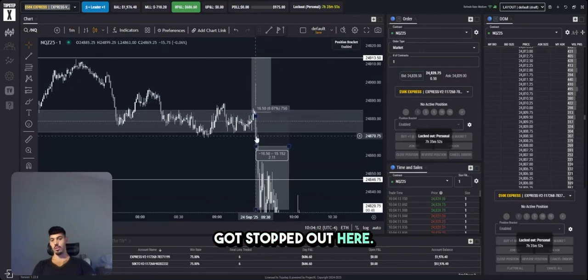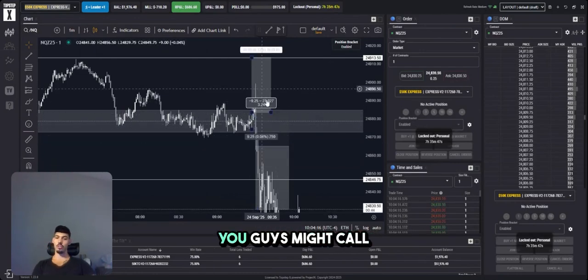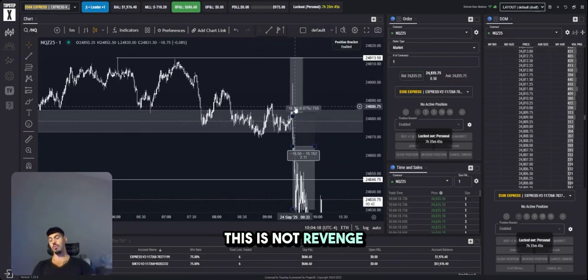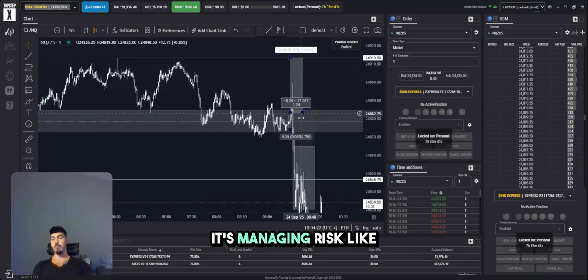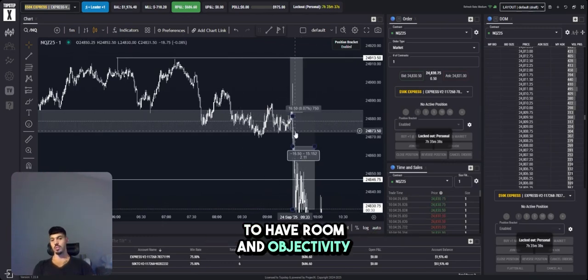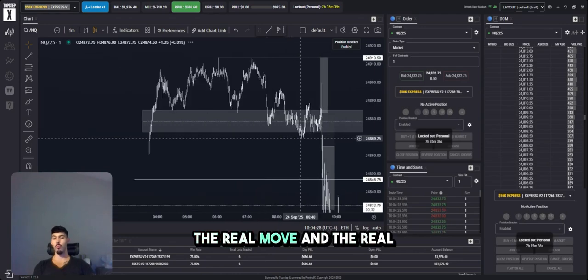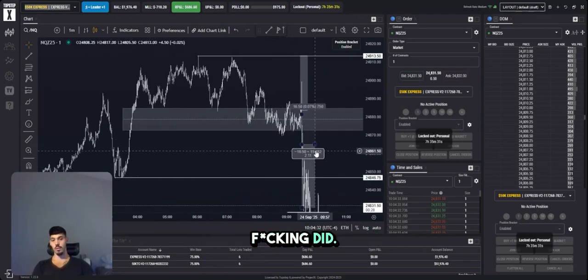Okay, got stopped out here, created a massive 1 minute CISD, entered here. You guys might call it revenge trading. This is not revenge trading whatsoever. Okay, it's admitting you're wrong. It's managing risk like a professional and allowing yourself to have room and objectivity to then secure the real move and the real direction towards the next round of liquidity. That's all I truly did.